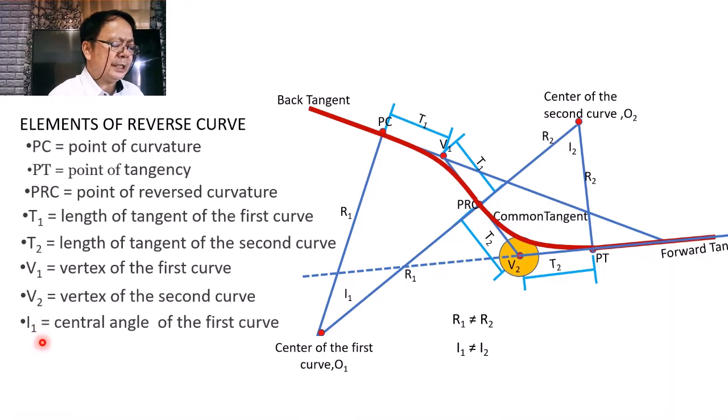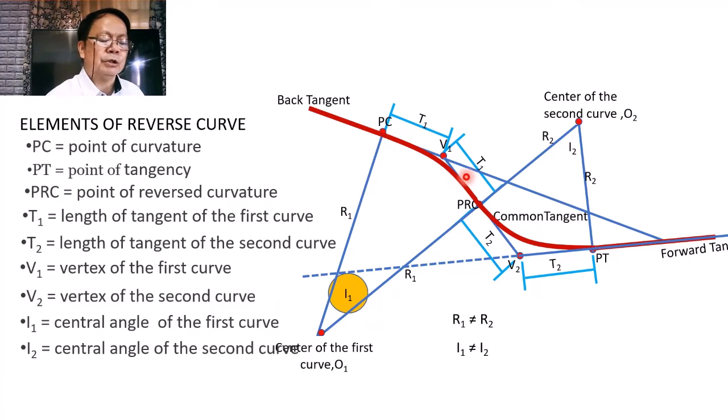Next element is the central angle of the first curve. Okay, the central angle of the first curve is the angle subtended by the curvature of the first curve, known as this element. Okay, and we also know that this element is also equal to this angle, the deflection angle between the back tangent and the common tangent of the simple curvature, and that is also this angle. The next element is the central angle of the second curvature, which is called this angle. Okay, so this angle, our central angle of the second curvature.